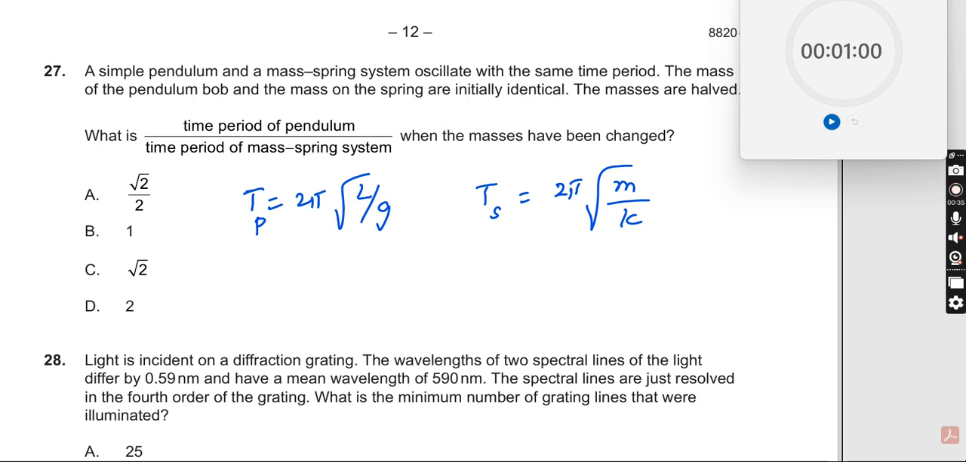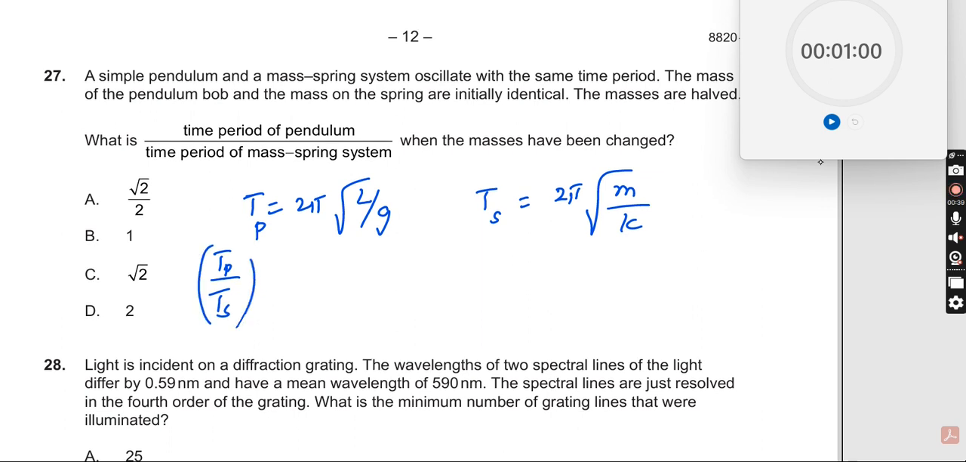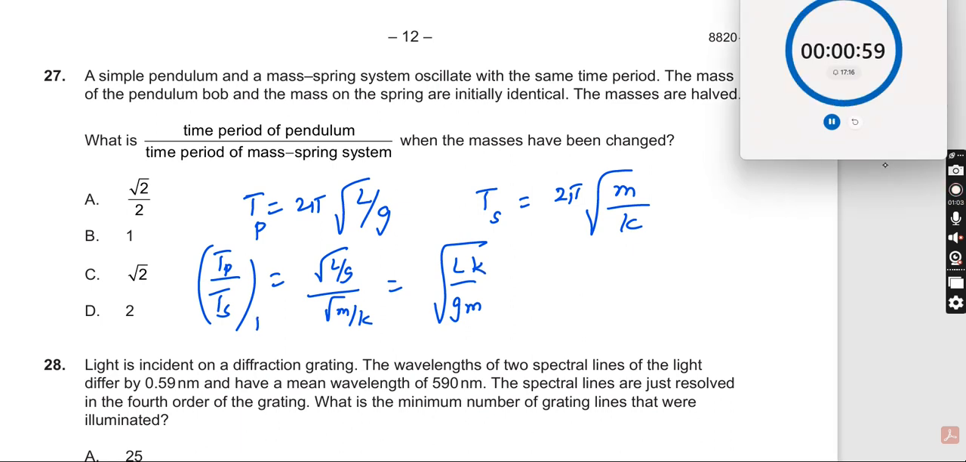So the first time, when the masses were identical, you had Tp by Ts equal to 2 pi root of L by G divided by 2 pi root of M by K, which should be equal to square root of L K by G M. This is what you had. Let me write this as 1. Then, I forgot to put this on. Yeah, okay. It's already more than a minute.